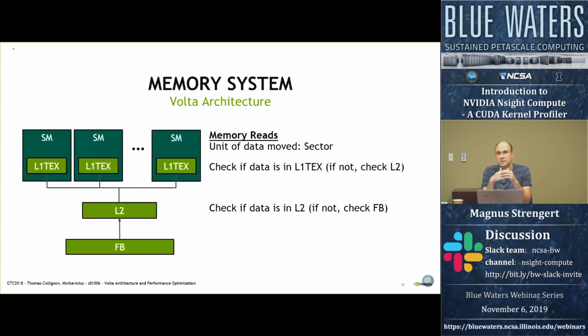For memory reads, you start from the SM. You check in the L1 texture cache if the data is there. If yes, it returns the data quickly. If not, it makes a request to L2 and checks if it's there. If it's not there, it has to read it from the frame buffer. And the unit in which we move data there is a sector. So whenever you have to access a unique sector, the whole sector is transported.